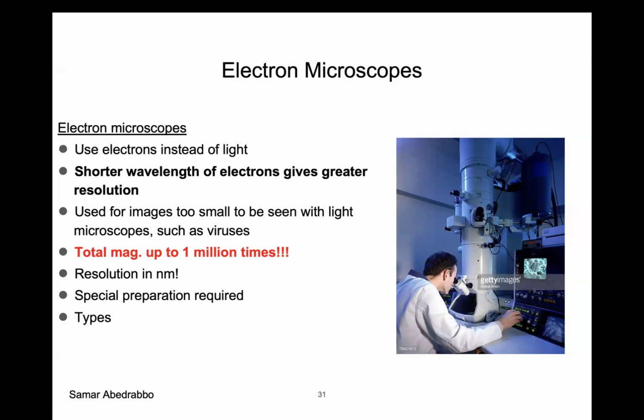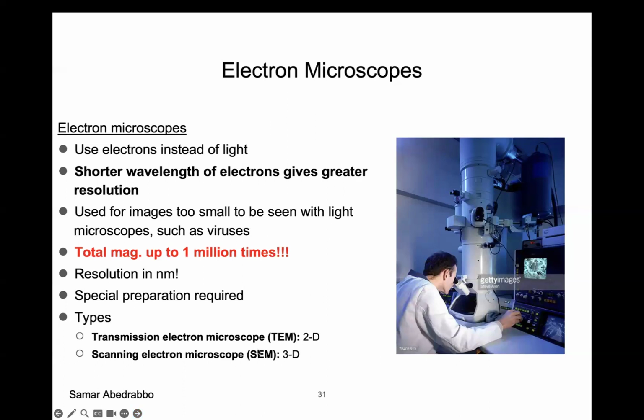There's two main types of electron microscopes, the transmission electron microscope, which we call TEM, and the scanning electron microscope, which we call SEM. Transmission electron microscope is used to look at internal structures and it gives you a 2D image. Scanning electron microscopes gives you 3D images of the surface of a specimen. So electron microscopes are really essential for studying structures that are too small to be seen with light microscopes, like viruses, or even if you want to look at specific structures within cells.